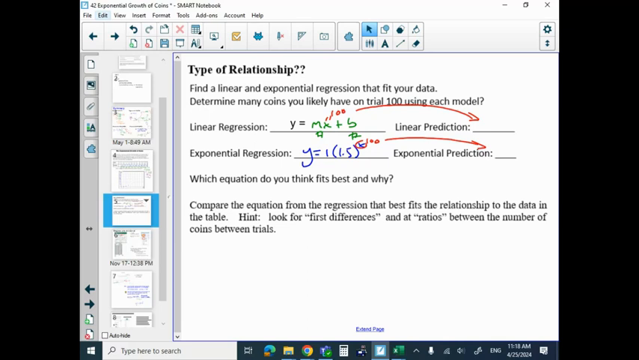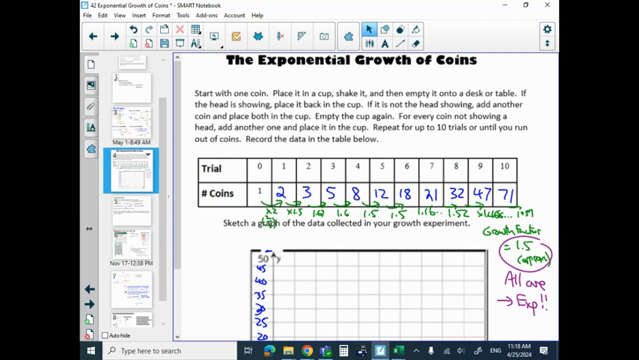Looking at this, of course, which equation fits best and why? Obviously, we know you could communicate and say, well, we know it's exponential because we have about the same growth factor the whole time.